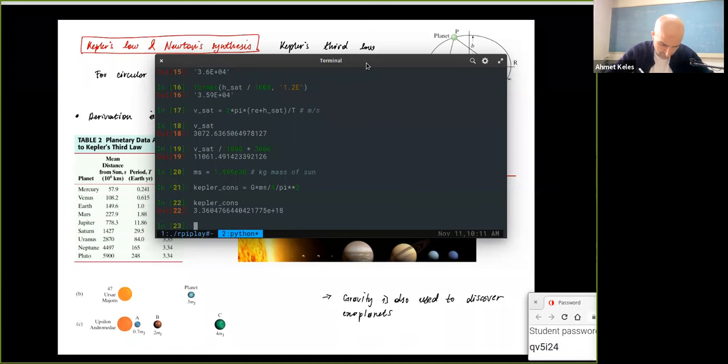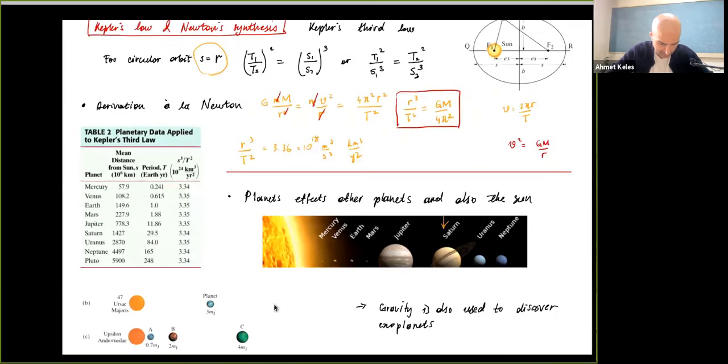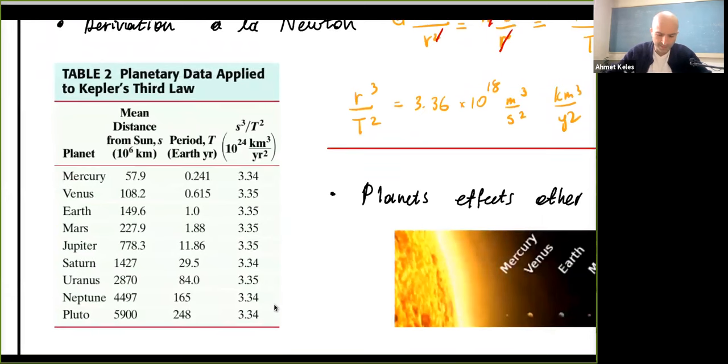So if you calculate this in, okay, I need to show you the screen. This is the result. This is meter cubed divided by second squared. And I think you should convert this to kilometer cubed per year squared. And you will see it's actually this table from your book, okay? And this is observational.